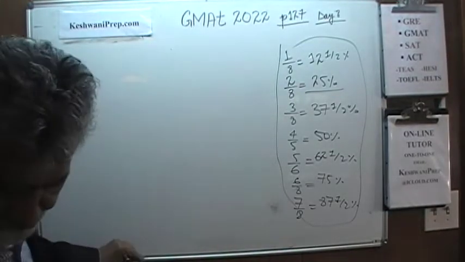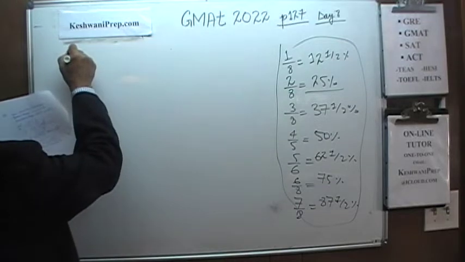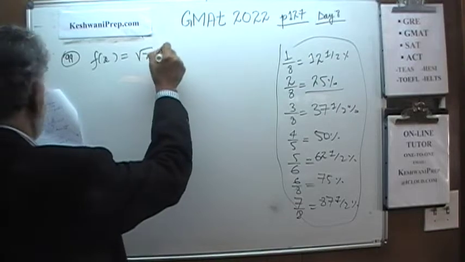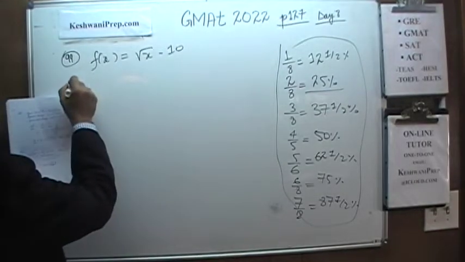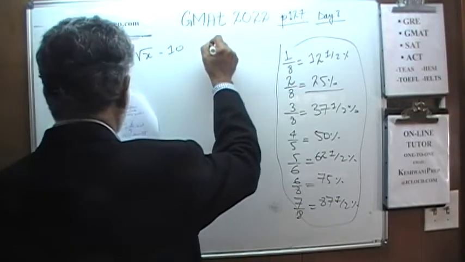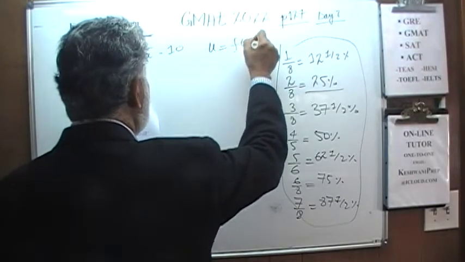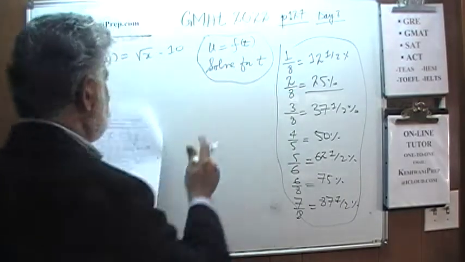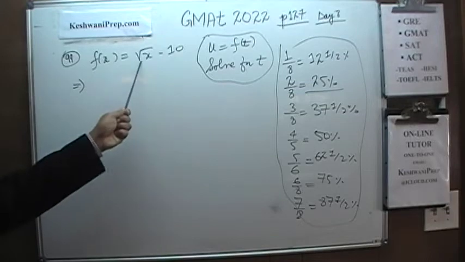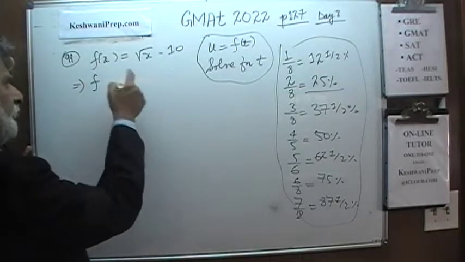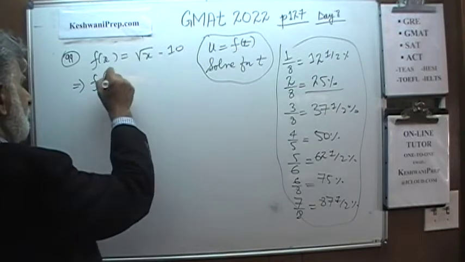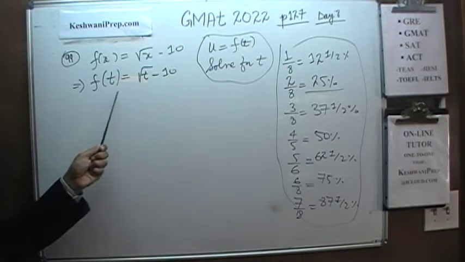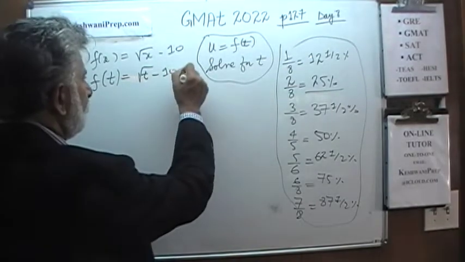Number 99. In number 99 we are told that f of x equals root of x minus 10. The question is this: we are told that u equals f of t, and we are asked to solve for t. Well, if f of x equals this function, then that implies that f of t must equal root of t minus 10. And we are told that f of t equals u. That means this quantity must equal u.